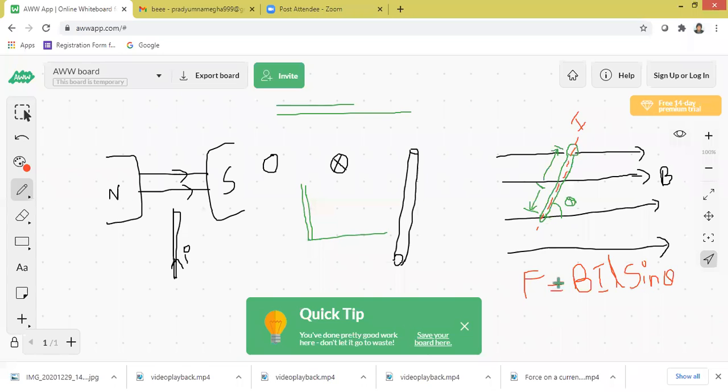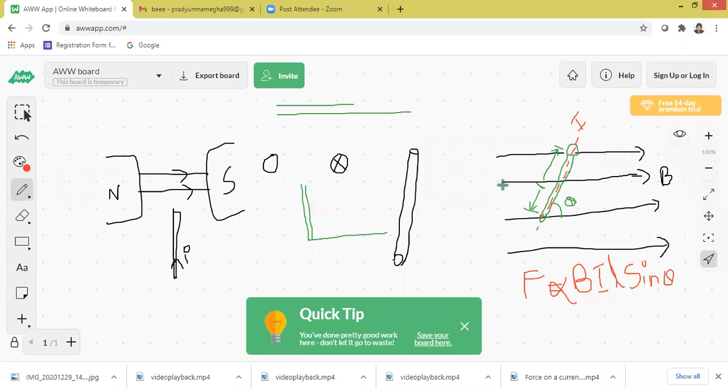And the force is directly proportional, all of you. First, force depends on the magnetic flux density B, the current I, L and sine theta. So F is equal to a certain constant. So finished, all of you, this part.